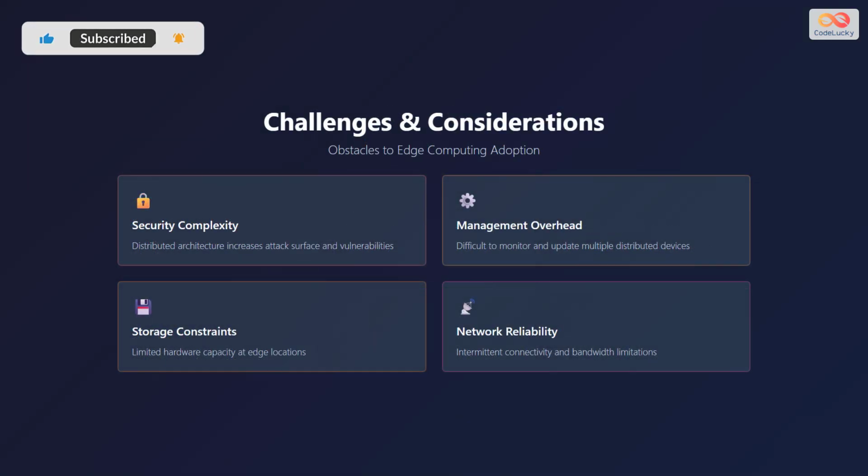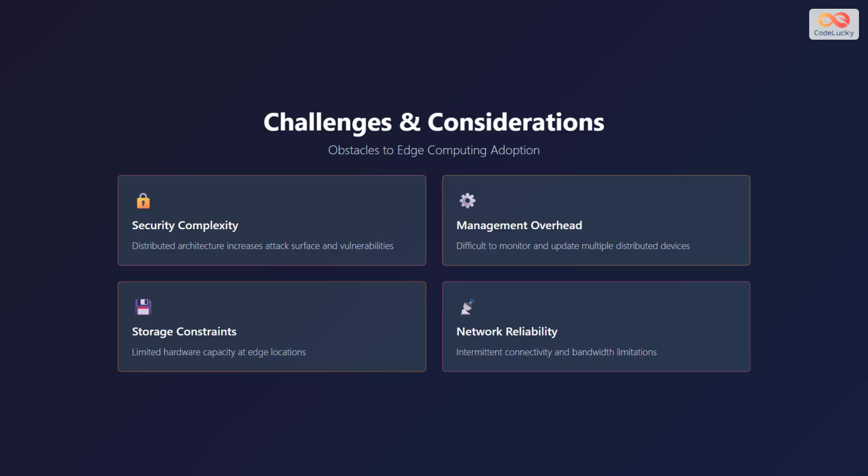Despite its benefits, edge computing faces four major challenges. First, security complexity. A distributed system with many edge devices creates more entry points for attackers, making security management more complicated. Second, management overhead. It's difficult to monitor, update, and maintain software across hundreds or thousands of distributed devices.